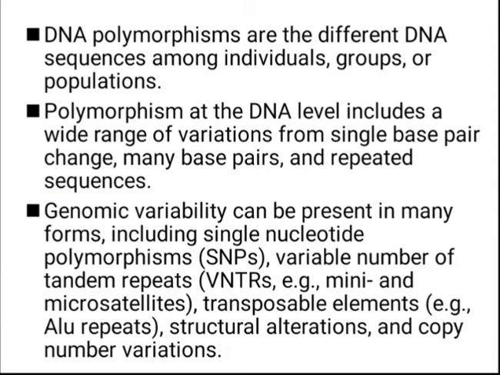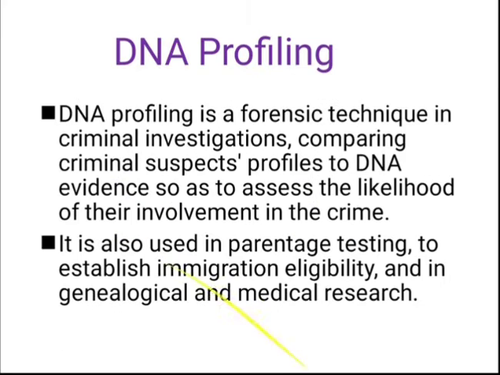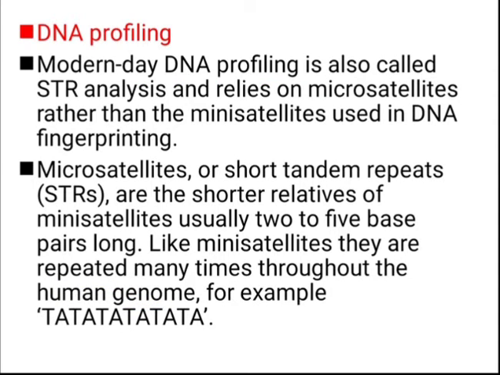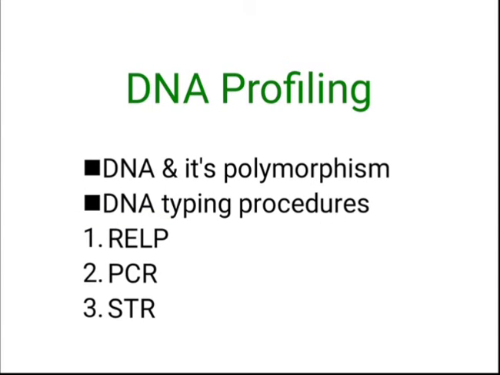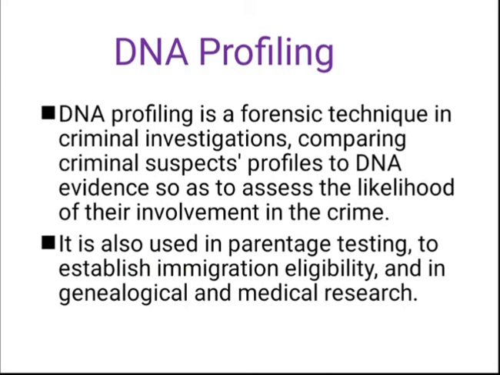Then DNA polymorphisms include different DNA sequences among individuals, groups or populations. And polymorphism at the DNA level includes a wide range of variants from single base pair change, then many base pair changes and repeated sequences. So a sequence will be like this: TA, TA, TA or AGC, AGC. So simply, repeating units are there.